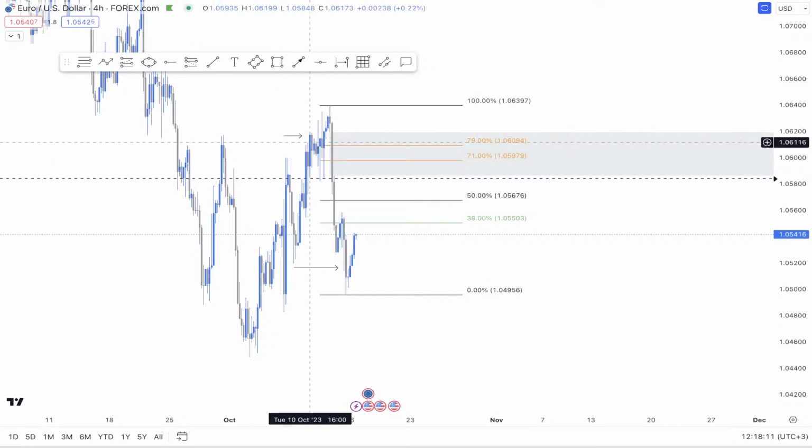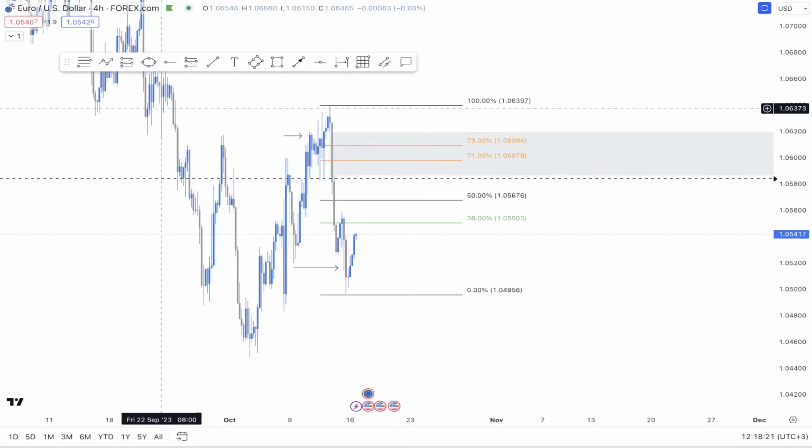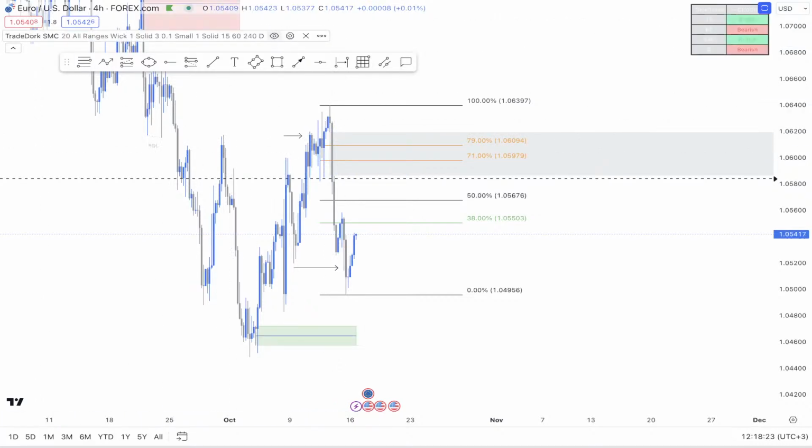Liquidity sweep here above all these highs, followed by an impulsive break of structure to the downside. And I love this fair value gap here that is lining up perfectly with our fire zone. And let's see what the trader indicator shows us. Again, the graph is looking pretty good. The daily is looking bearish.